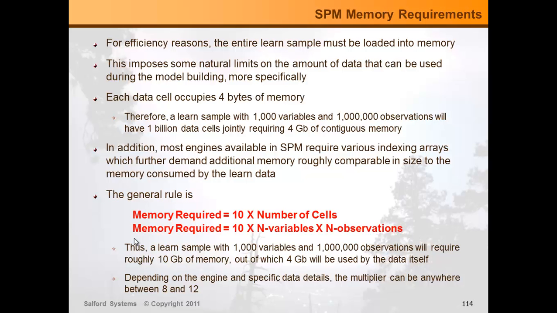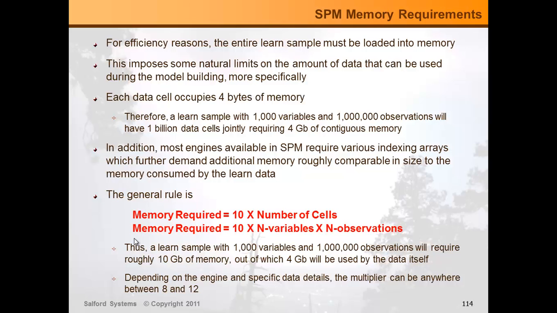Now, for some versions of the engines that multiplier could be reduced down to, say, 8, which is essentially just 8 times the number of cells. For others, it could go up to 12, and it also depends on specific types of the model, the data configuration, and things like that. But that kind of gives you a fairly good generic estimate in terms of what to expect on the memory consumption when you access a specific amount of learn data.